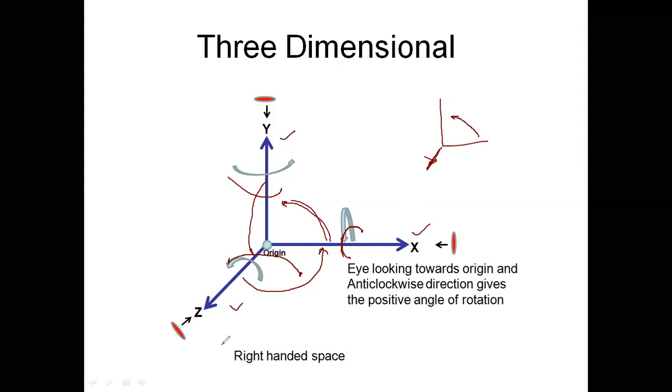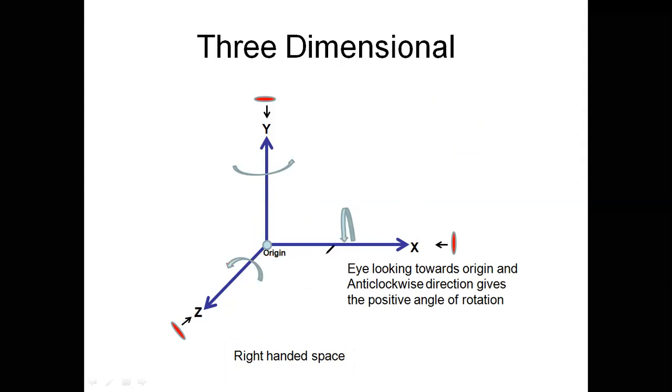So we can also follow the right hand rule. Means if we hold this axis, for example, with our right hand, the thumb will be pointed in this direction. And the fingers that are twisted will show the positive direction of the angle of rotation.